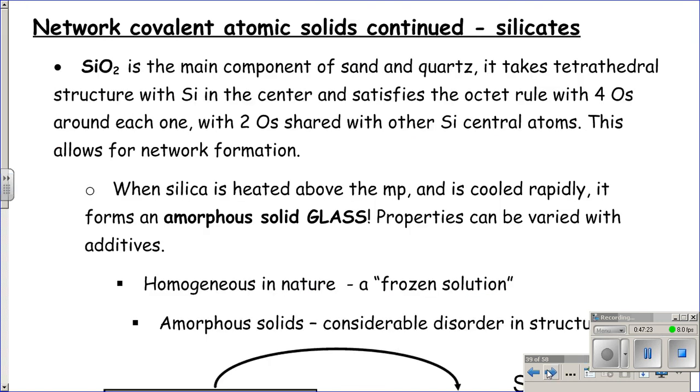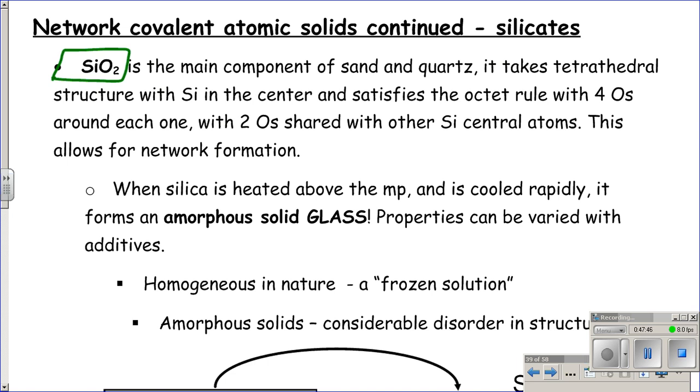All right, now we're covalent again. So now we've kind of just covered the carbon side of things. Let's do the silicon side of things. Anything with silicon in it is sometimes called a silicate. The best example of a network covalent with silicon in it is sand.